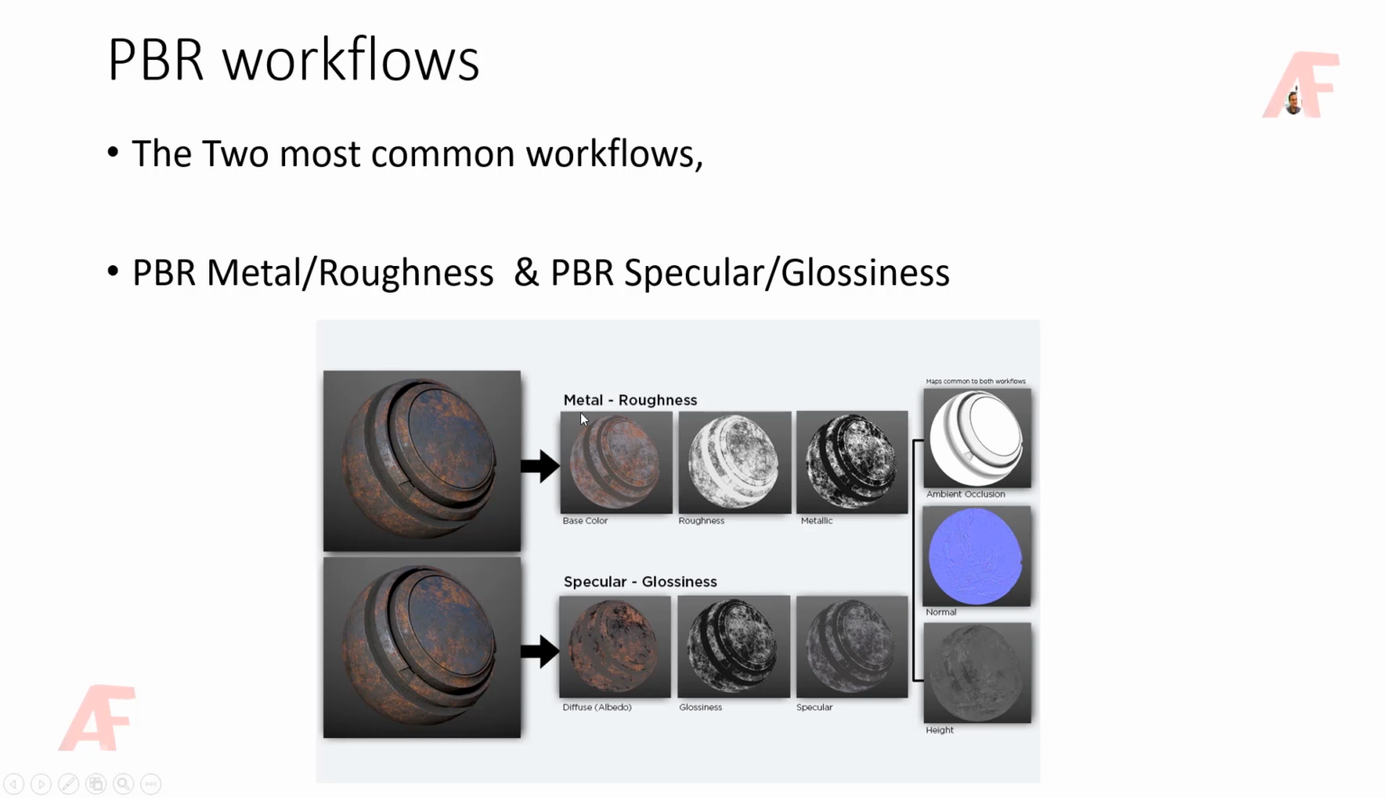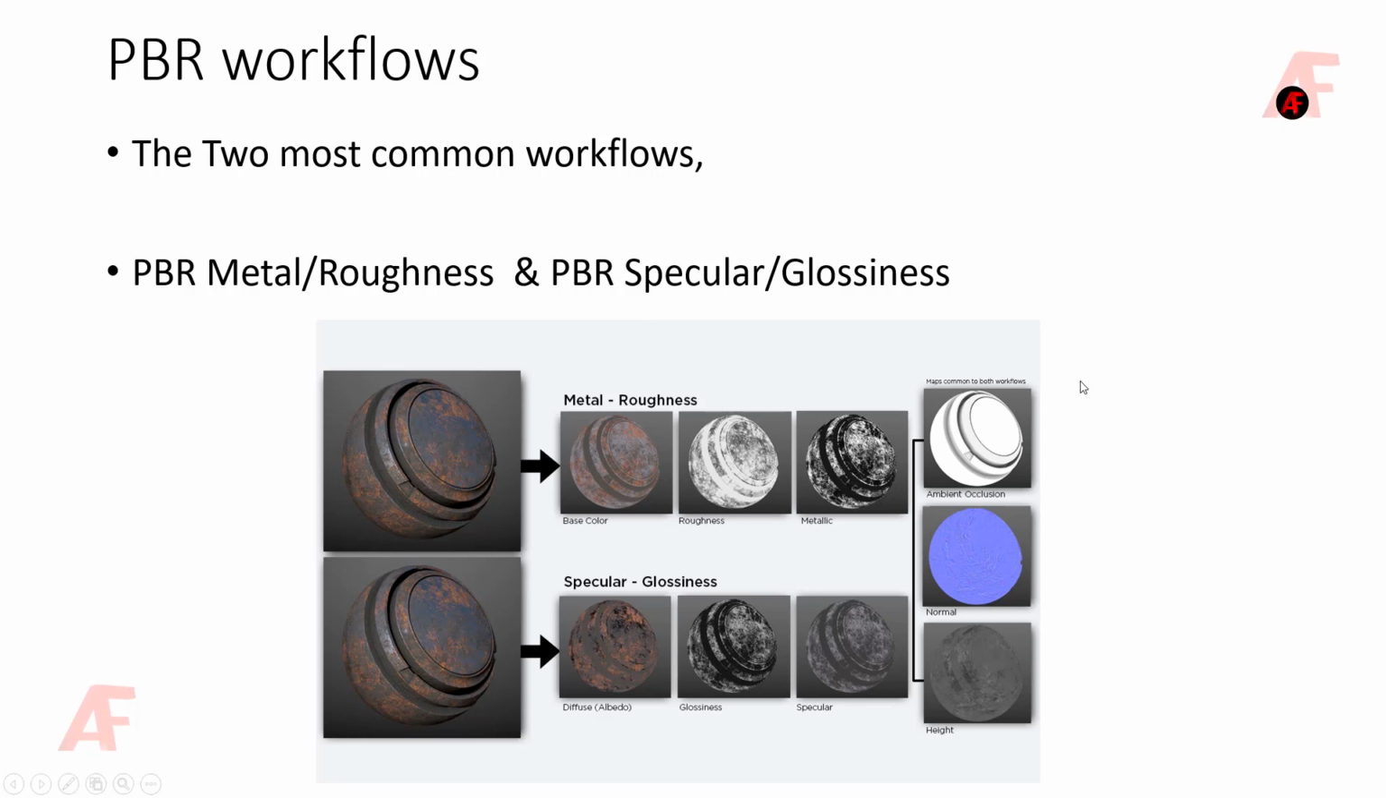But in PBR metal roughness, the second image belongs to the roughness, and in PBR specular glossiness, we have glossiness over here. And in the PBR metal roughness we have metallic, and over here in the specular glossiness we have specular. So that's what makes PBR metal roughness and PBR specular glossiness differ with these four images. In metal roughness we have roughness and metallic, and in specular glossiness we have glossiness and specular.